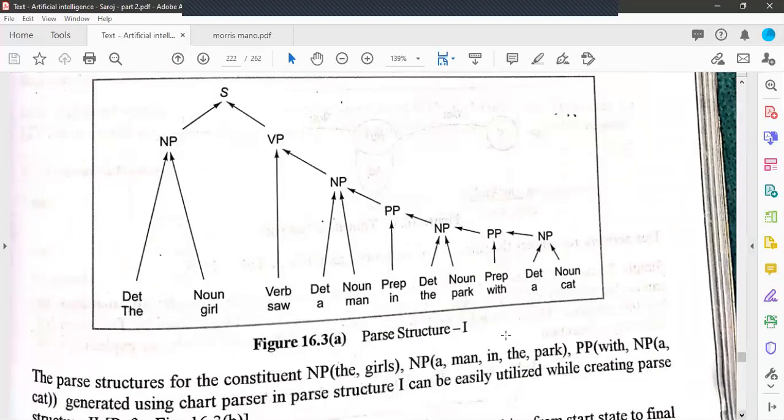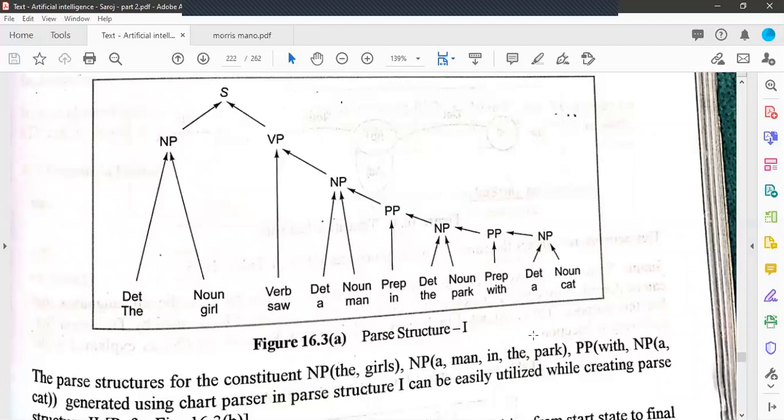When the sentence is parsed, the girl, these two make up a noun phrase. Saw. From here, verb phrase begins. Saw, because it is a verb. And then after saw, again there is a noun phrase. A man is a determiner, noun, noun phrase. Preposition in is a preposition. So this is preposition phrase. Again followed by the park, which is noun phrase. With is a preposition. A cat is a noun phrase.